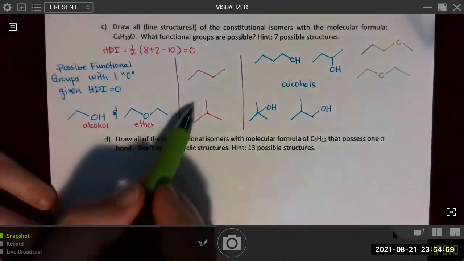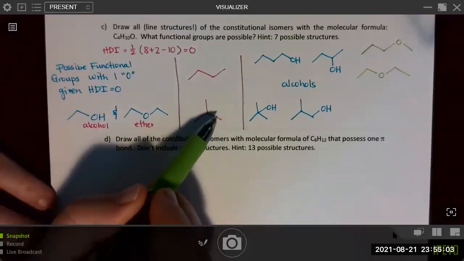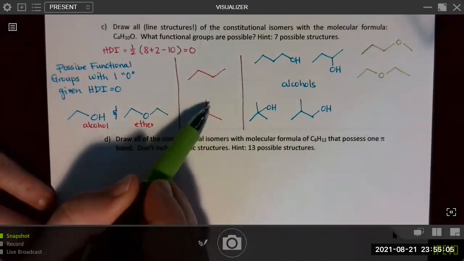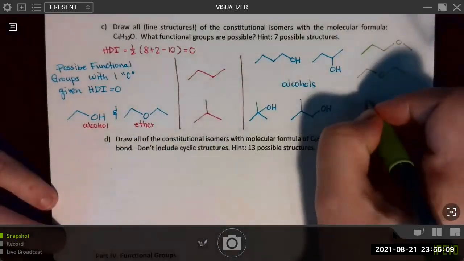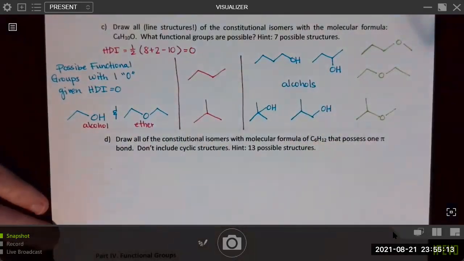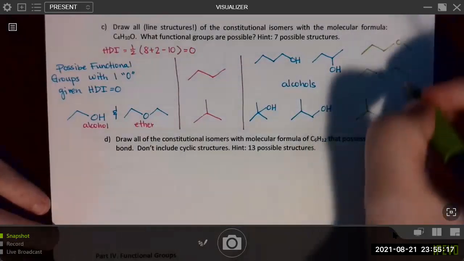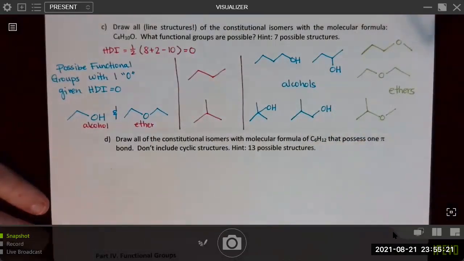What about here? Are there any carbon-carbon bonds we can insert an oxygen in between? Well, technically, there's 3 different carbon-carbon bonds, and they're all equivalent. So it doesn't matter which one you pick. You insert an oxygen in between any one of those, it would all give us the same structure. So now we have a total of 7. We've got 4 alcohols and 3 ethers possible.